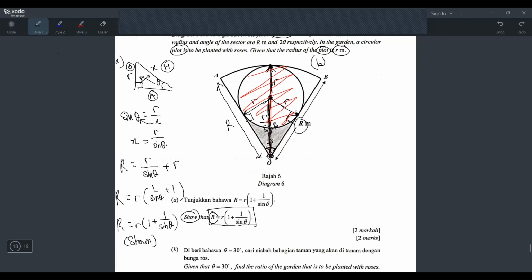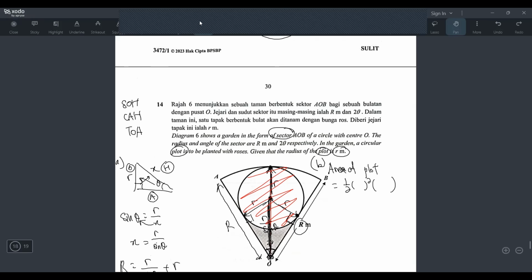So how do we know the ratio of garden that is planted with roses? So I think you need to use area to find, right? Because if you want to know the ratio of roses to the garden, you need to take area of the small circle, divide with the big area of sector, right? Then only you can get the ratio. Okay, how to get the area of plot? Or you can say area of the roses lah, area of plot, because this one they call it plot, right? So let's call it plot. Okay, how to find area of plot? You will use which formula? 1/2 r square theta. Okay, that's the formula to find area of sector.